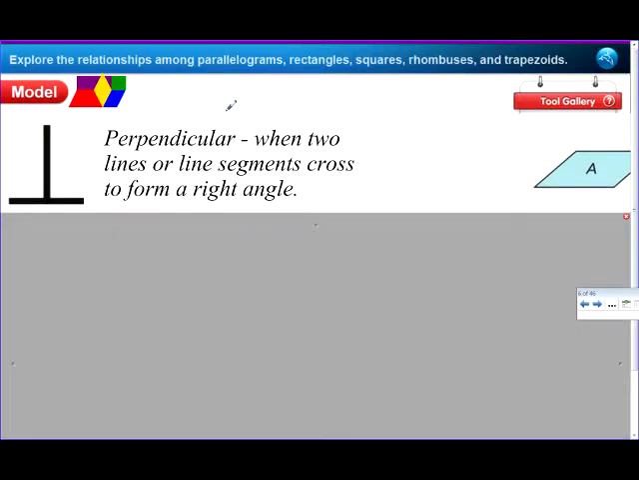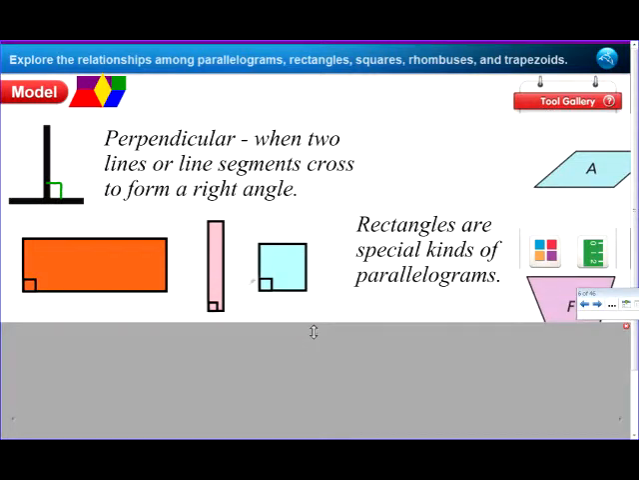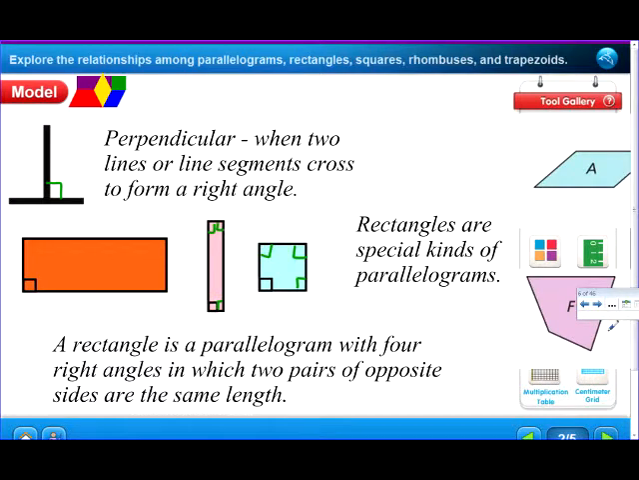What do you think perpendicular means? Perpendicular means when 2 lines or line segments cross to form a right angle. When these 2 lines come together, they form a right angle. If I draw a couple of rectangles and squares, rectangles are special kinds of parallelograms, and each of them has these perpendicular lines that cross to make right angles. How many right angles does a rectangle have? 4. A rectangle is a parallelogram with 4 right angles in which 2 pairs of opposite sides are the same length. This side is the same length as this side, and this side is the same length as this side.